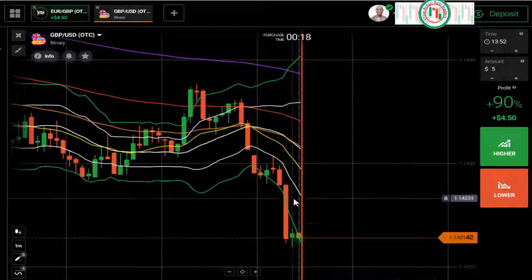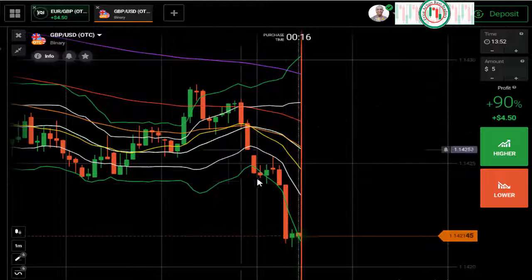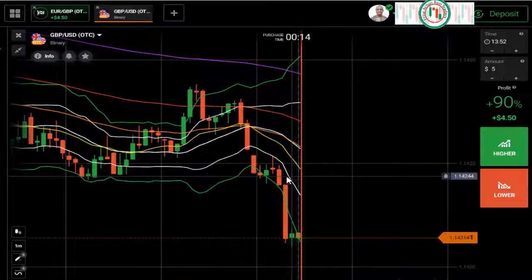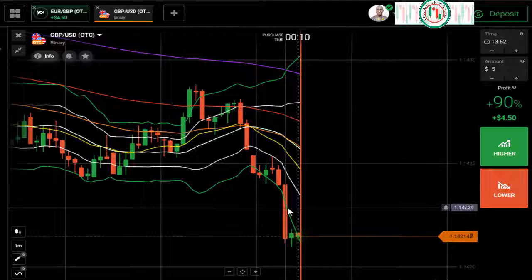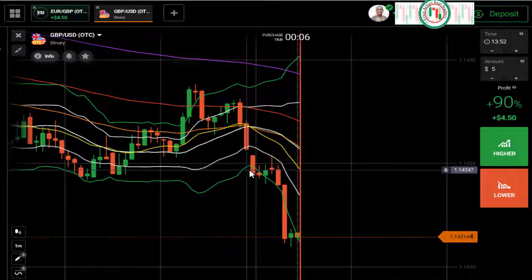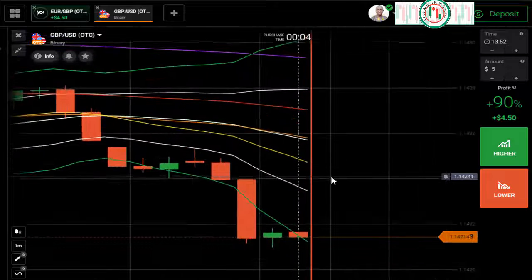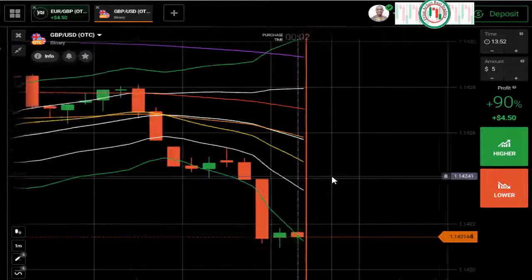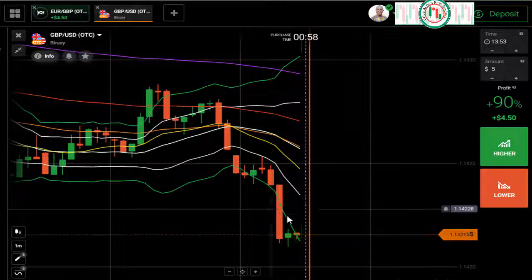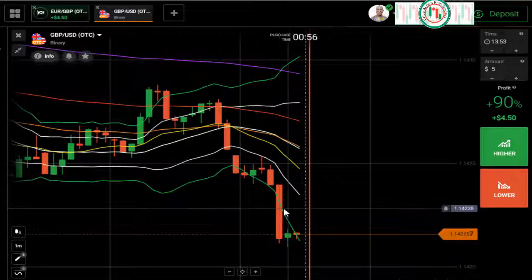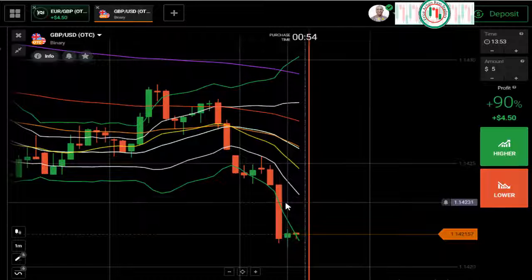So here you see downtrend, strong breakout of this Bollinger. Yes, and this candle is like a swishing candle, so I'm not trusting these candles.